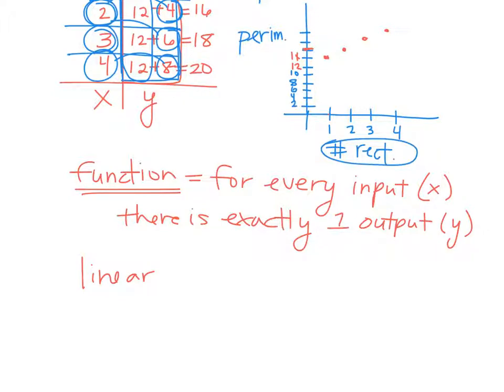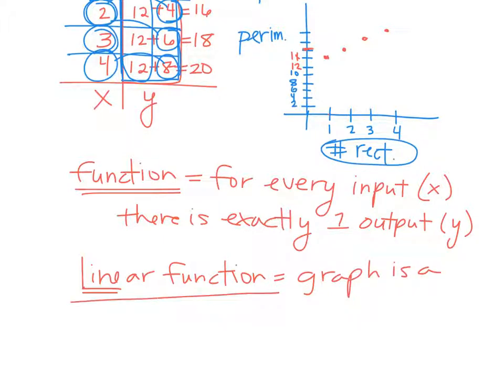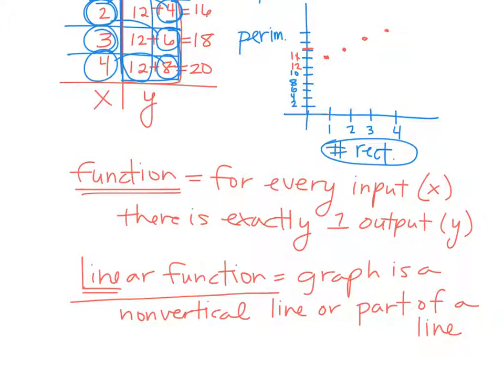Okay, anyway, a linear function means it's a line, okay? You're making a straight line if it's linear, right? You see the word line in there? Now, for a linear function, it just can't be a vertical line. So we'll say the graph is a non-vertical line or part of a line. So it can't be a straight line up. It can't be vertical. Okay? That is a linear function.